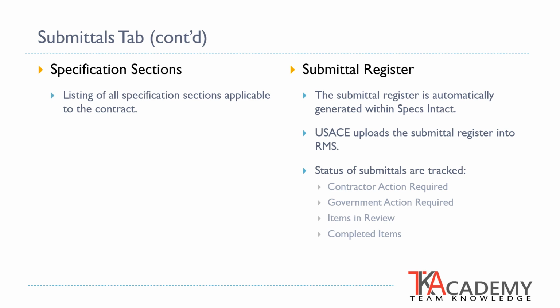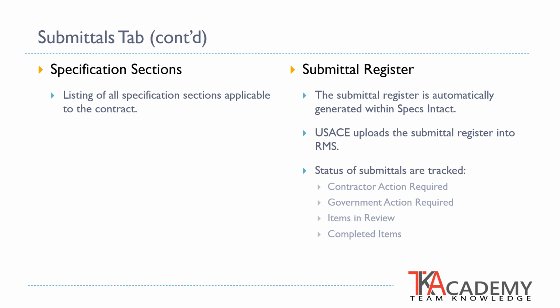It should be the same as the table of contents located within the front of the specifications book or project manual. The next feature is a Submittal Register. The Submittal Register is automatically generated within the Specs and Tax software. When the project is for construction only, the U.S. Army Corps of Engineers will provide the Submittal Register. When it is a design-build project, the contractor's design consultant is responsible for the generation of the submittal register. The U.S. Army Corps of Engineers uploads the submittal register into an RMS which populates the tab.